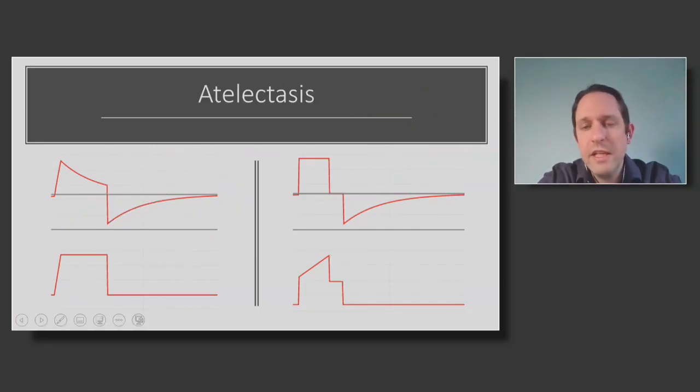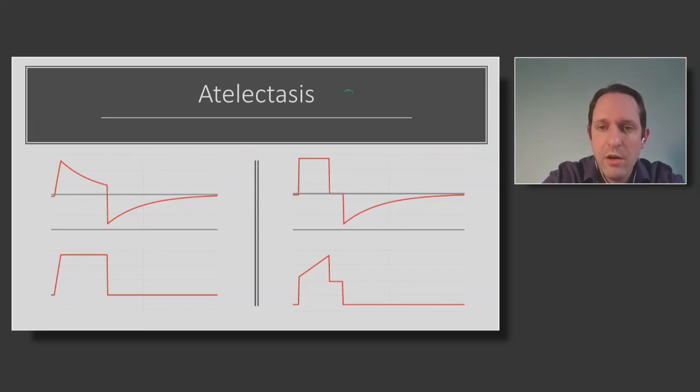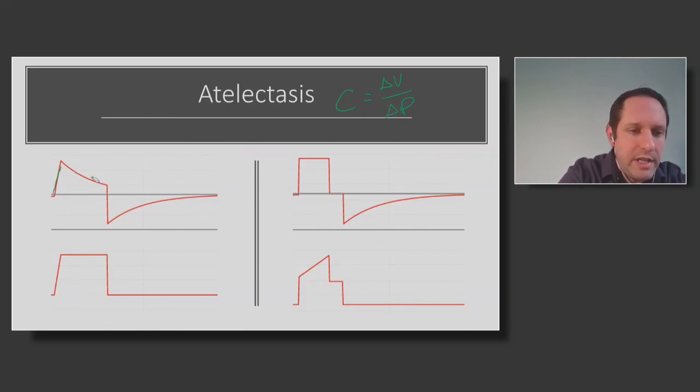Now, atelectasis is also something similar, but it may not always cause a change in pressure. So let's just draw this out again, change in volume, change in pressure. Again, with pressure control, your pressure is not going to change. So if you start having atelectasis, what can happen, of course, is you will end up getting less volume. This will cause a compliance change, which actually steepens this curve rather than flattening it out.